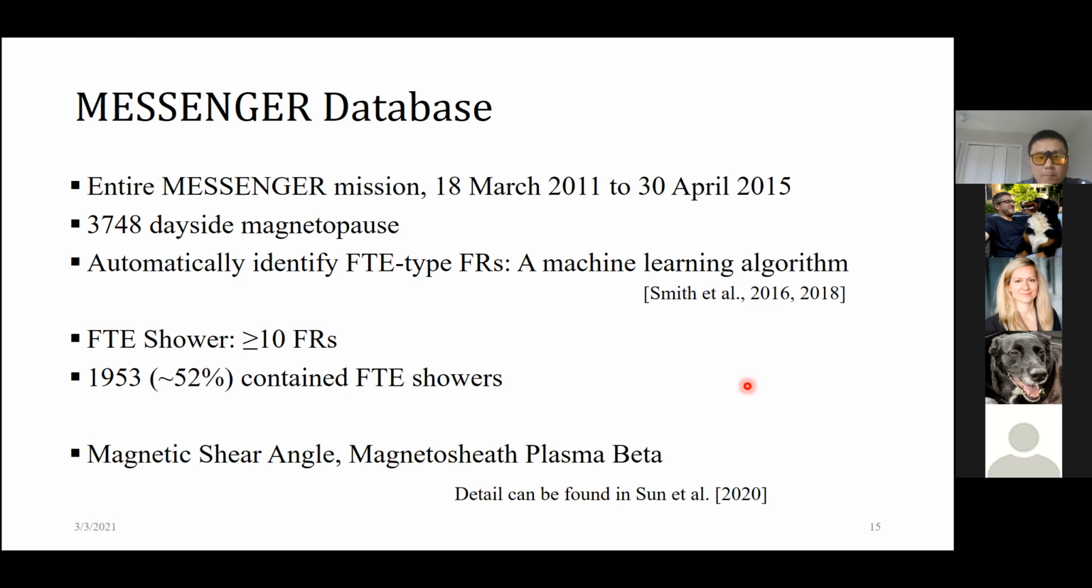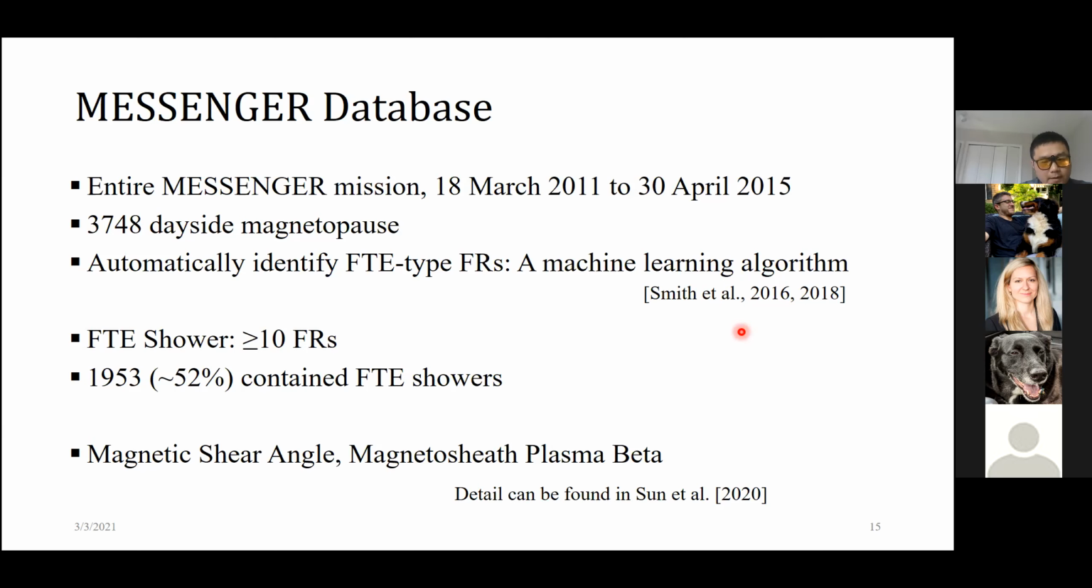And then we applied a machine learning algorithm to automatically identify those flux transfer event type flux ropes. The machine learning algorithm was developed by Andy Smith from MSSL UCL, and the publication could be found here. We defined those dayside magnetopause crossings which were accompanied by more than 10 flux ropes as FTE showers. We found that around 2,000 of the dayside magnetopause crossings, that is around half of them, contained FTE showers. So this is a very high occurrence rate.